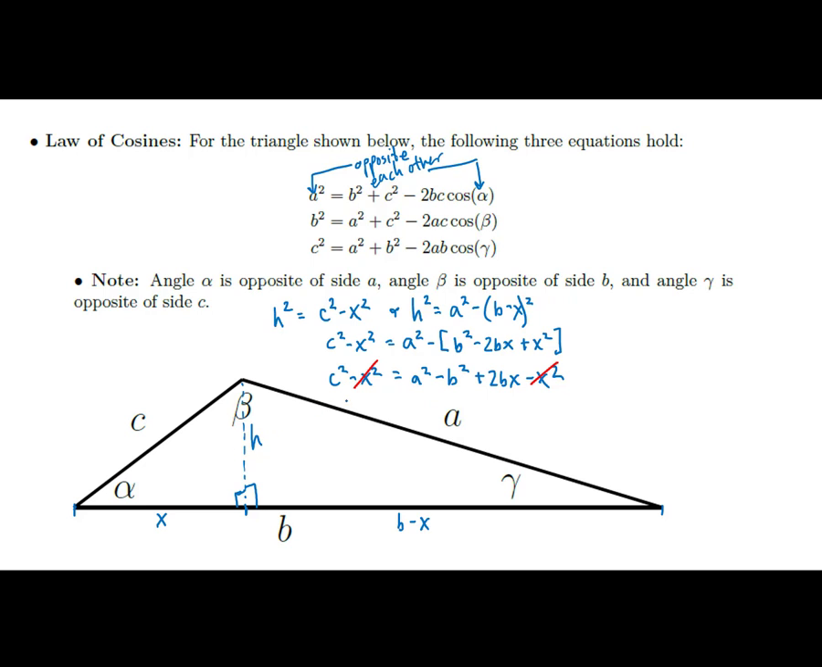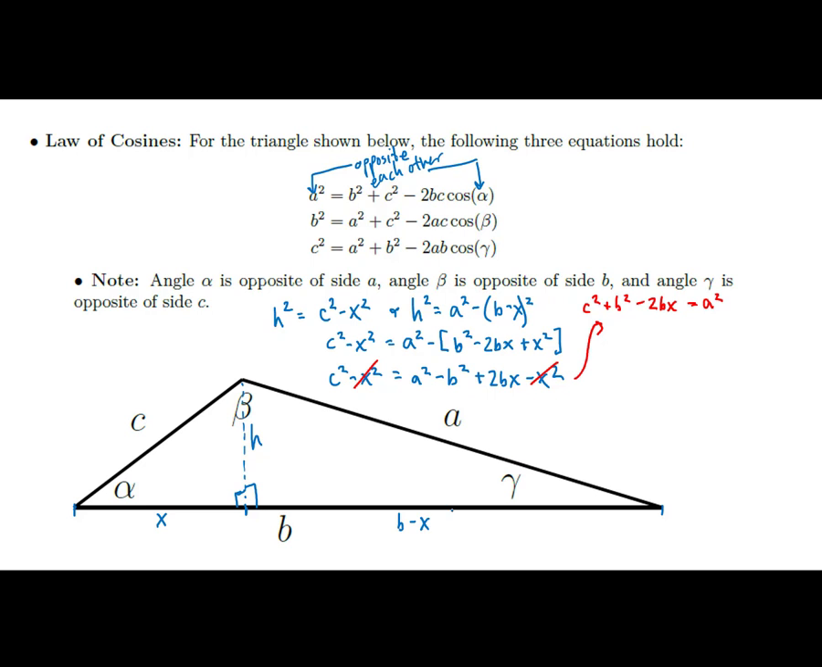What I'm trying to do right now is derive this first version of the formula. So what I'd like to do is have a squared all by itself. Just by doing a little bit of manipulating and moving the minus b squared and the 2bx to the left side, I can do c squared plus b squared minus 2bx is equal to a squared. So this is already looking quite a bit like this formula up here. The only difference is, instead of an x, we have a c times the cosine of alpha.